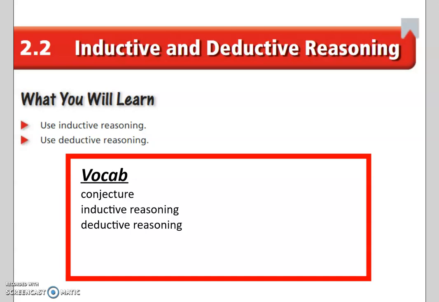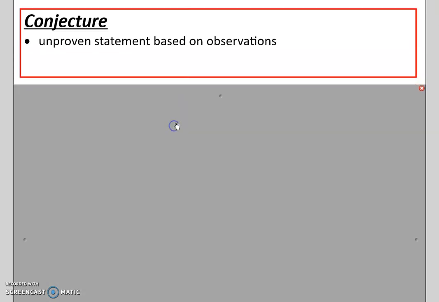So the first thing that we're going to talk about here are definitions. So what is a conjecture? It says conjecture is an unproven statement based on observations, okay? Strictly based on observations that we're observing and making note of, recording what we're seeing, but it's all based on what we're seeing. That's what a conjecture is, okay? After you observe something, you can make a statement about what you observed.